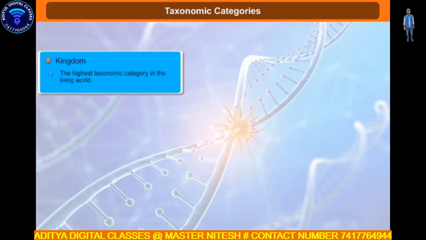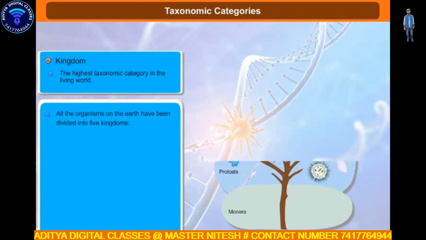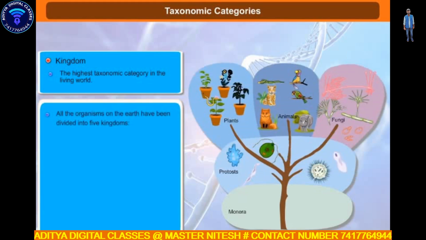Kingdom, the highest taxonomic category in the living world. All the organisms on the earth have been divided into 5 kingdoms: Plantae, Animalia, Fungi, Protista, and Monera. All animals have been kept in kingdom Animalia and all plants in kingdom Plantae.